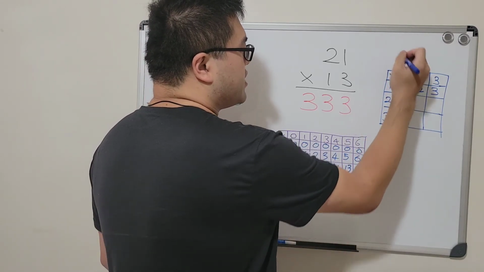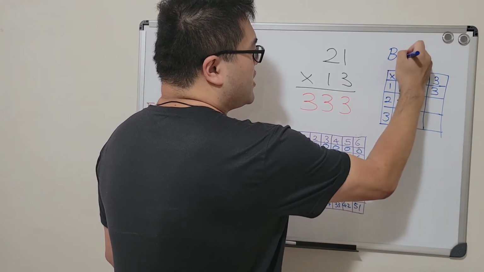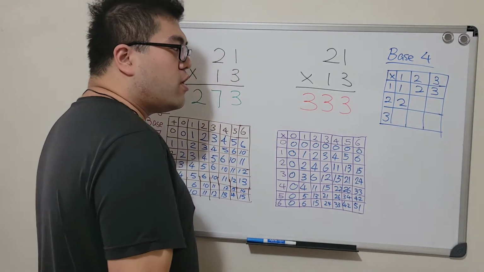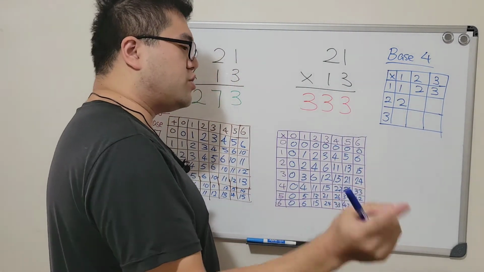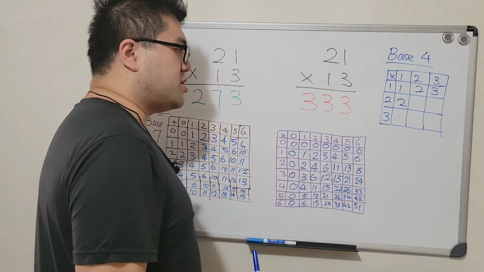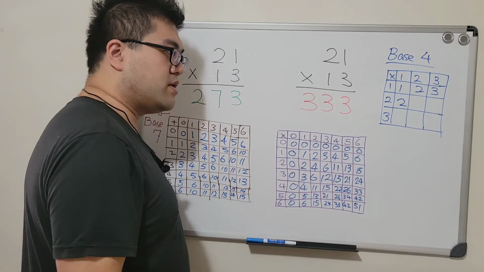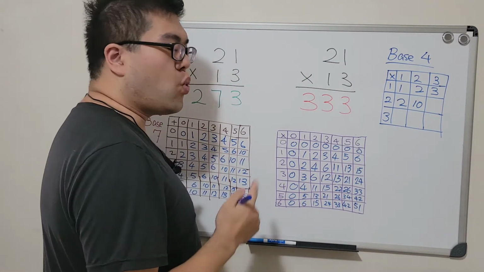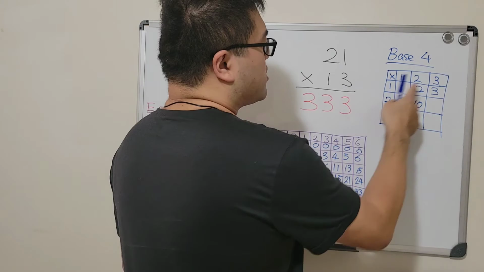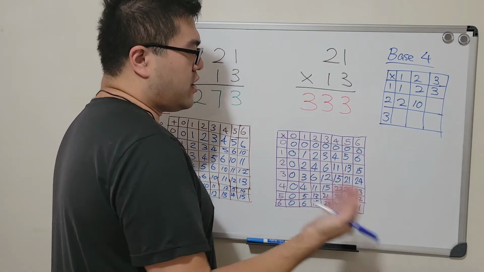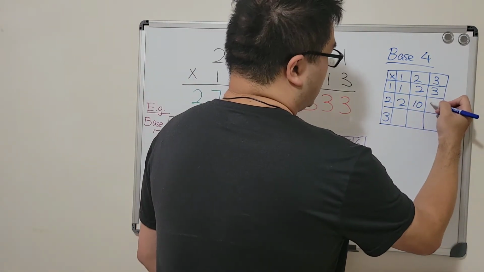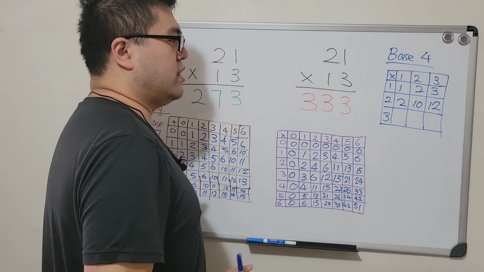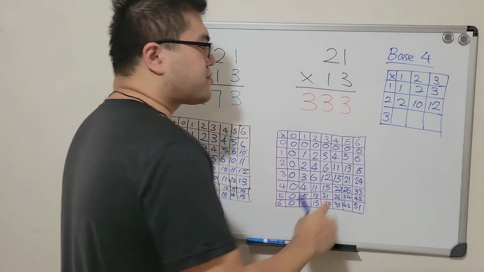2 times 2 is, again, we're in base 4. 2 times 2 is 4. But since we're in base 4, we need to add 1 to the next digit and turn the original digit to 0. So we get the expression 1, 0. Next, 2 times 3 is 6. Again, if we write it in base 4, its notation becomes 1, 2.